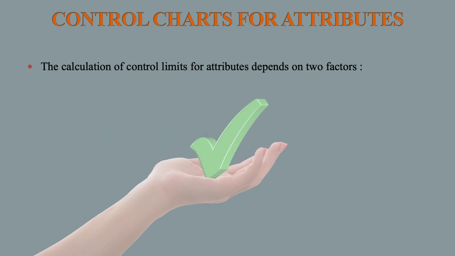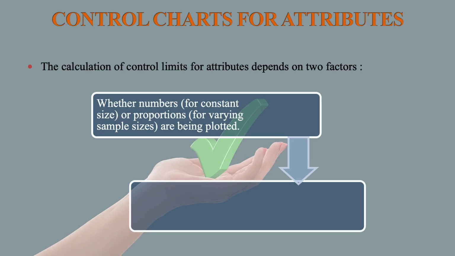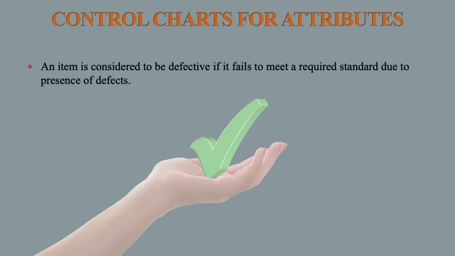The calculation of control limits for attributes depends on two factors: number 1, whether numbers for constant size or proportions for varying sample size are being plotted. Number 2, whether defective items or defects are being considered. An item is considered to be defective if it fails to meet a required standard due to presence of defects.